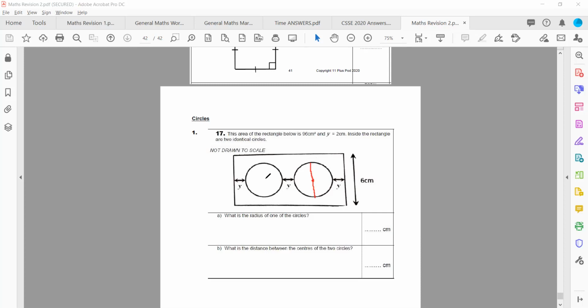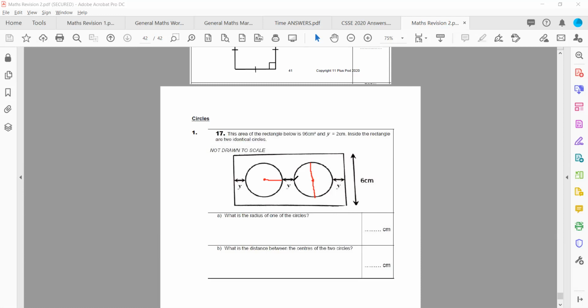You would then be expected to also know that the radius is the distance from the middle of the circle to the outside edge. The radius is always half of the diameter, so therefore the diameter is always double the radius. So if you know one, you can work out the other quite simply.